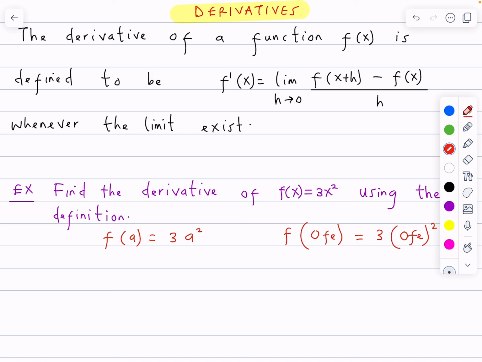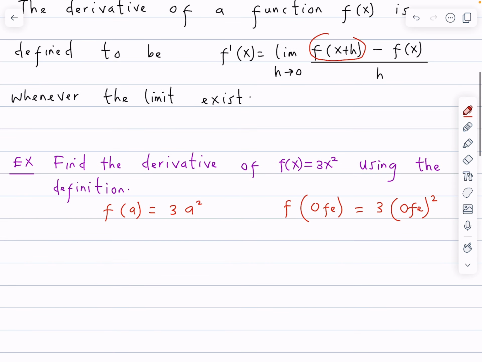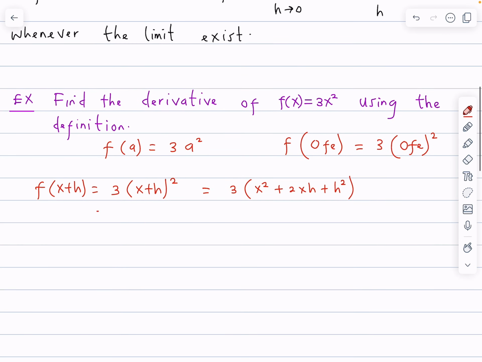We have to take it step by step. I already have this part, which is 3x squared. I need to compute this part here, which is f of x plus h. So it's going to be 3, and anywhere I see x, I plug in x plus h. If I simplify this, this is going to be 3x squared plus 2xh plus h squared. Basically, how did I get that? This is 3 times x plus h times x plus h, and when you simplify this, you get this part.